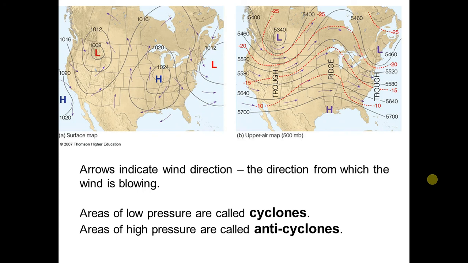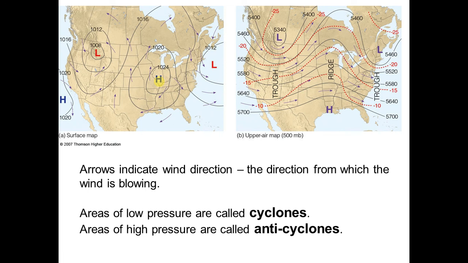Now, here are two different maps. One is a surface map, so it's basically supposed to be for sea level, showing sea level pressure. And we have an upper air map, the 500 millibar level map, showing contour lines, whereas the surface map shows isobars. The black or dark gray solid lines are isobars with values separated by intervals of 4 millibars. 1,024 millibars here, high pressure. The center of this area of higher pressure, it's a high.